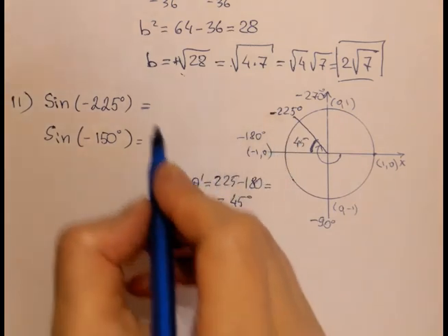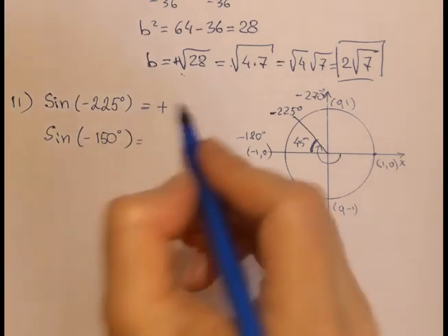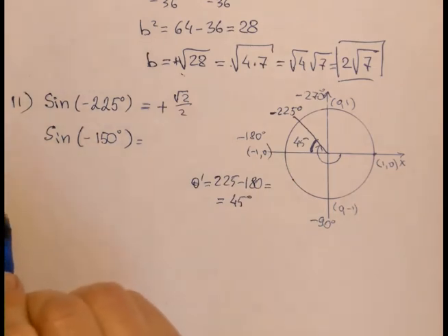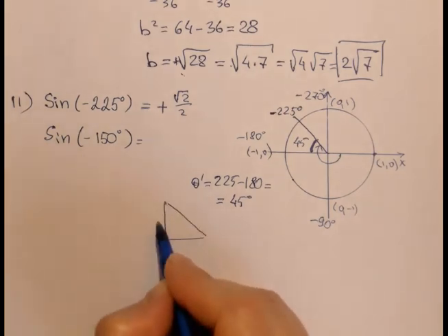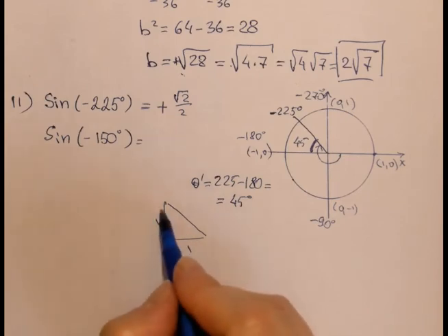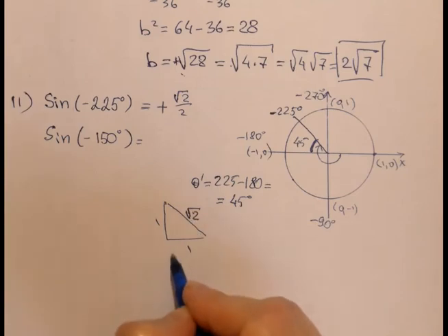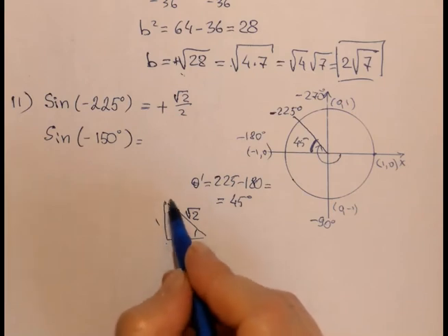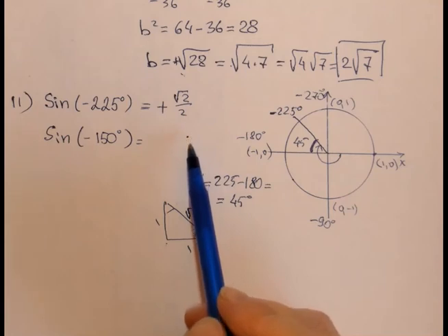Sine in the second quadrant must be positive. Sine of 45 degrees is square root of 2 over 2. You can either find it on the unit circle or recall the reference triangle, the half of the square with side length 1 will have hypotenuse square root of 2, so the sine as well as the cosine will be 1 over square root of 2 or square root of 2 over 2.